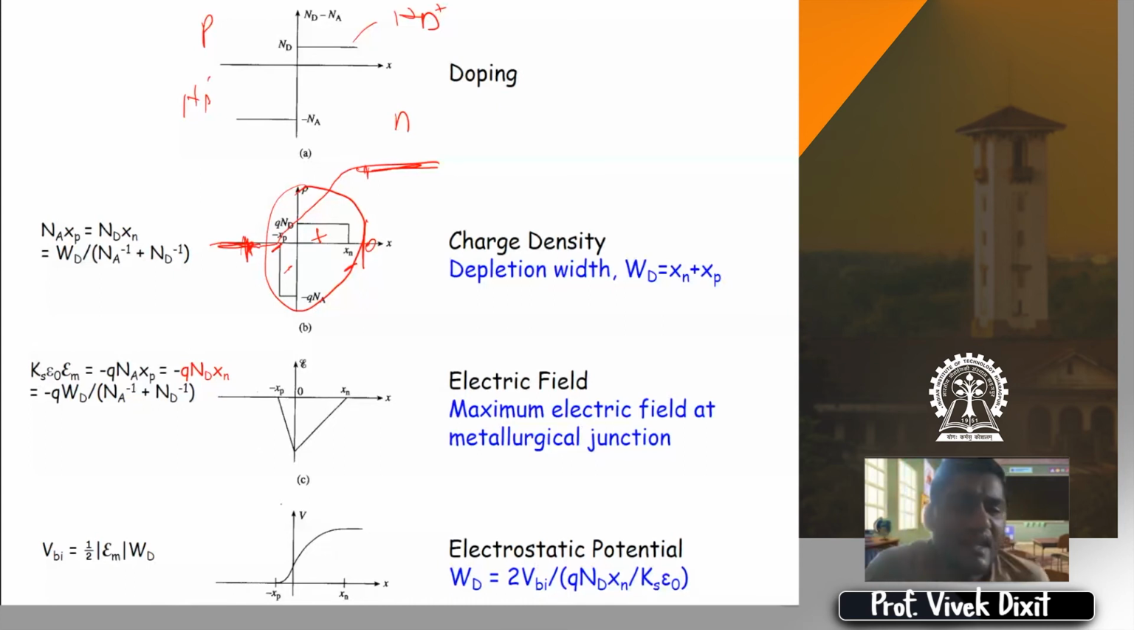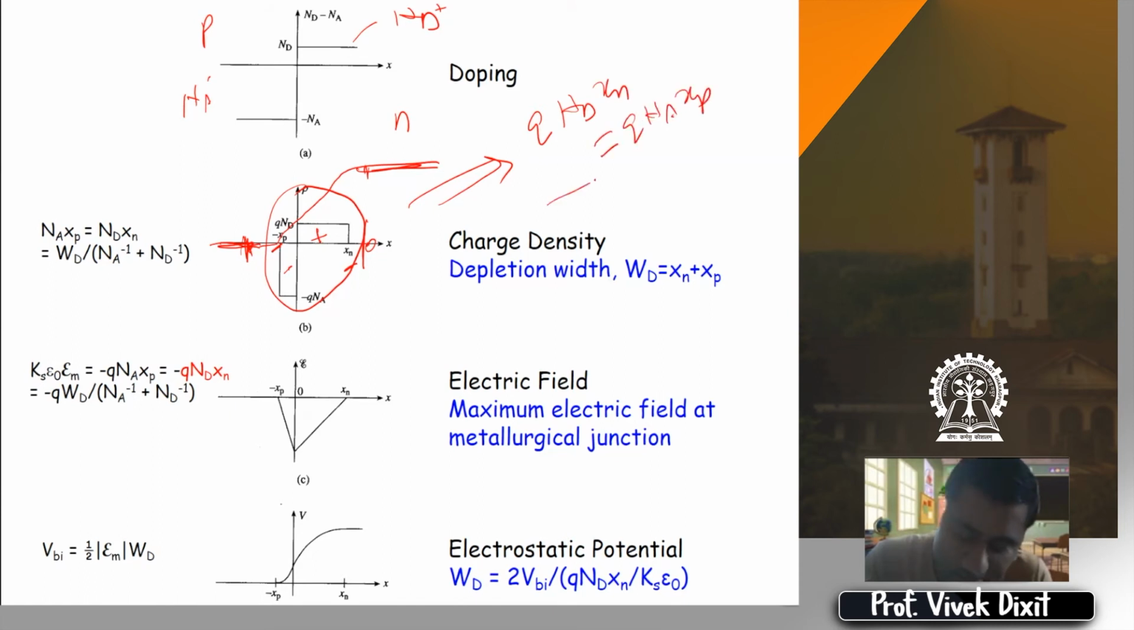Or it is evident from the fact that electrons are going from the right, holes are coming from the left, and they are recombining, right? One electron will recombine with one hole only. So the number of electrons and holes that recombine should be equal. Therefore the fixed charge, positive and negative, should be equal. So from that you can write basically Q times Nd times Xn should be equal to Q times Na times Xp, right?